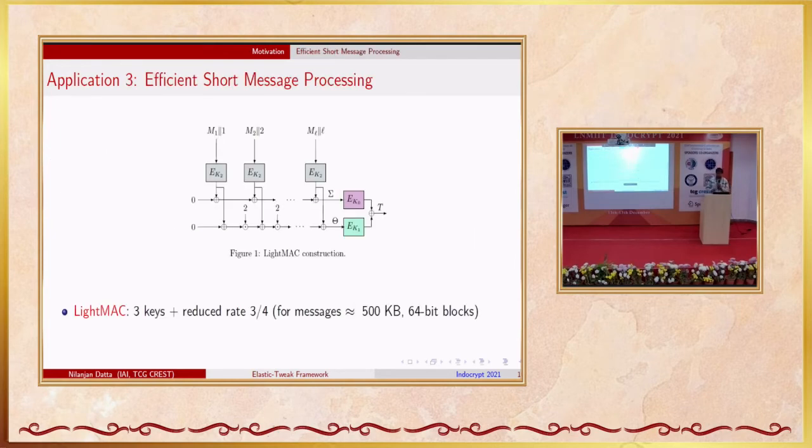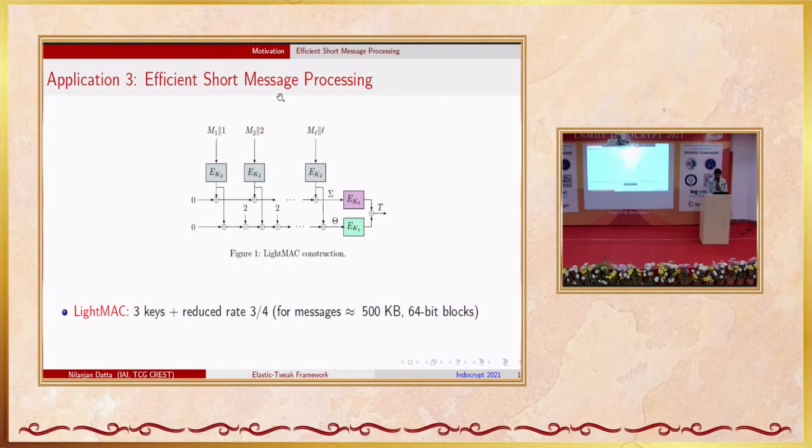Now, the third application is efficient short message processing. There are several applications, like applications in Zigbee or Bluetooth Low Energy, and then there is CAN FD. In these kinds of applications, the message size is very small, typically ranging from around 128 bytes. In such cases, you can use something like this LightMAC.